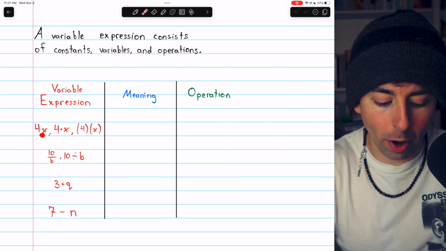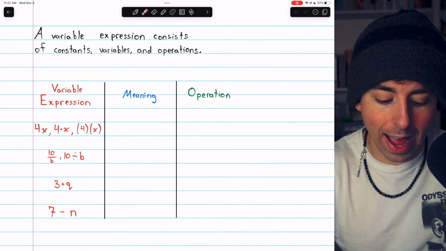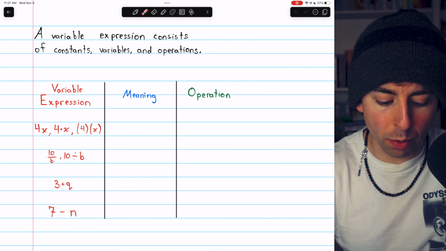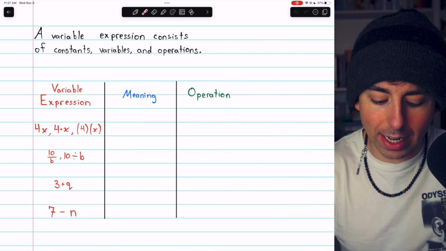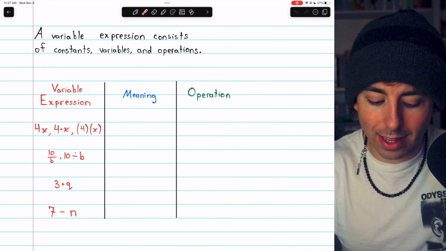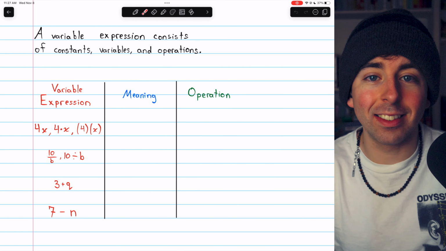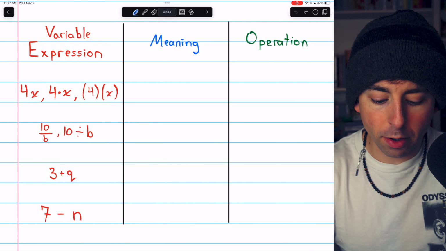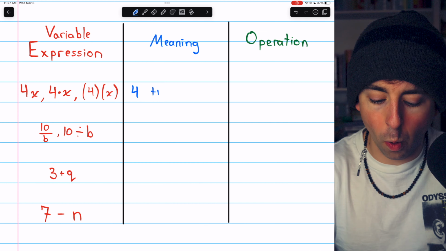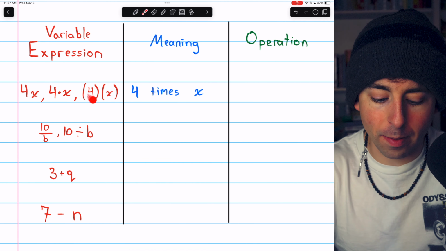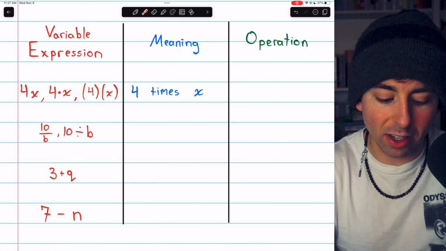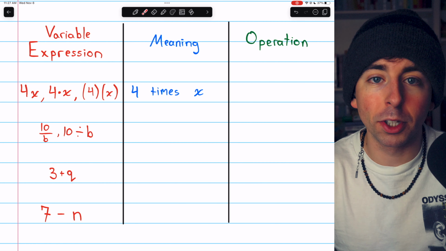For example, 4x is the same as 4·x, which is the same as parentheses 4, parentheses x. Let's go through these variable expressions, write their meanings in words, and then we'll write the operation that is indicated in these expressions, just to make sure you're able to interpret them. In this first example, these are three different ways of writing 4 times x. If two quantities are written next to each other, in parentheses or otherwise, that's implied multiplication, and the dot is another way to write multiplication.